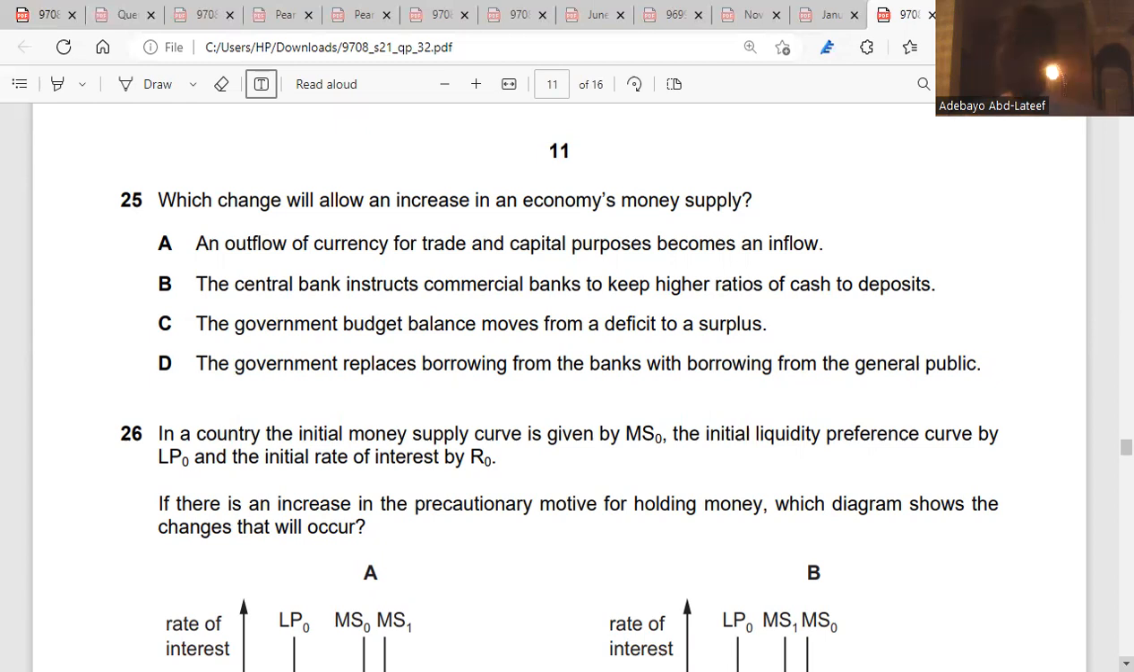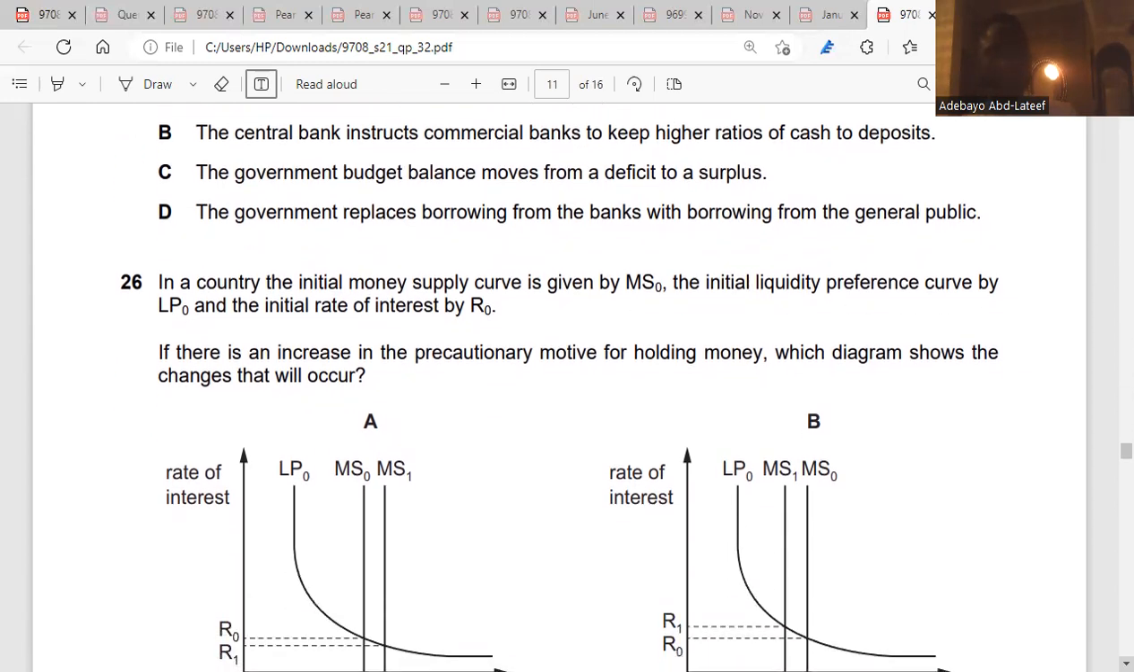So we don't just spend out. We are spending because we are expecting it to come back. Do you get the point? So that's when we allow an increase in money supply. The money is going out, but it's coming back in terms of investment, which is inflow, income. Is it clear? So the answer is A.